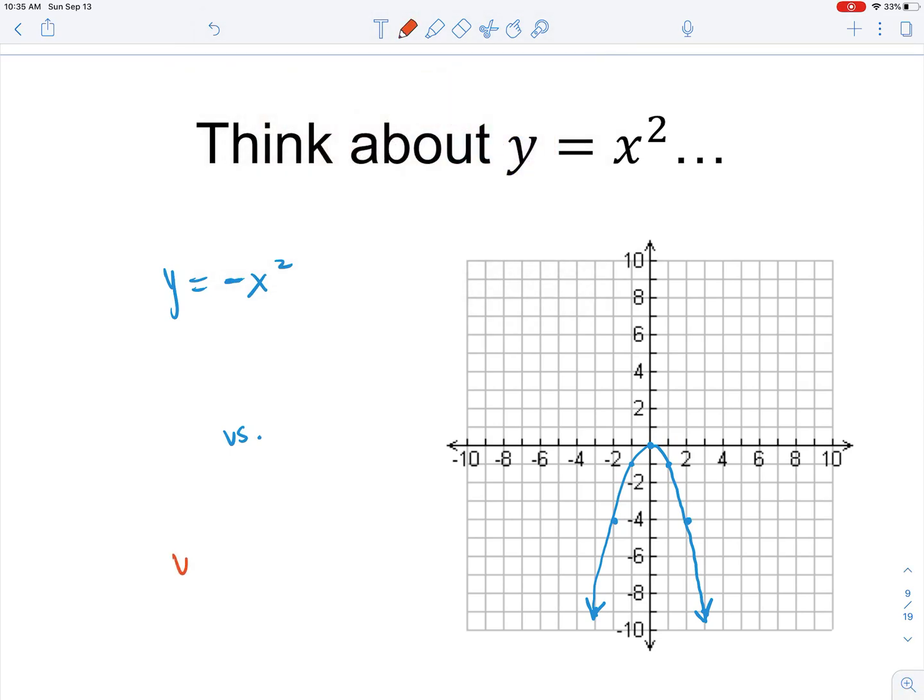Versus, let's switch colors. Let's do orange. If I wrote a horizontal reflection for the parent function of y equals x squared, that would just be taking the opposite of each x coordinate. In this case, -x raised to the second power actually ends up simplifying to just x squared. But if we think about performing the reflection, the point 0, 0 would stay in the same place. 1, 1 would end up at -1, 1. However, -1, 1 would end up at 1, 1. So nothing actually happens to the graph.